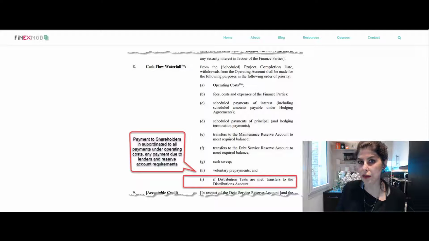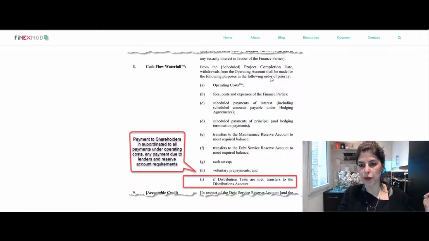And I have an extract here for you, and you can see this is extracted from a real term sheet, okay? So as you can see here, this says that from the scheduled project completion date, and I have a separate blog post and video about these different terms when it comes to different timelines and different dates in a project finance deal. And I will put the link down below if you're interested to know exactly what the project completion date means.